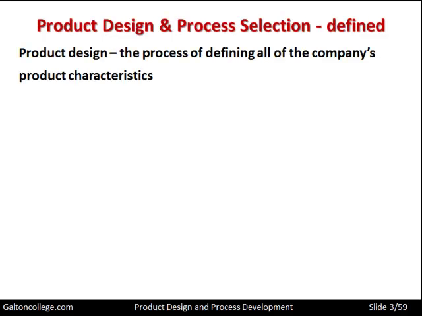Product design is the process of defining all of the company's product characteristics. So product design is looking at trying to define the company's product characteristics. What exactly are the products? What is involved in their design? What are the components? How are they made? It's trying to get an accurate representation of the company's products.